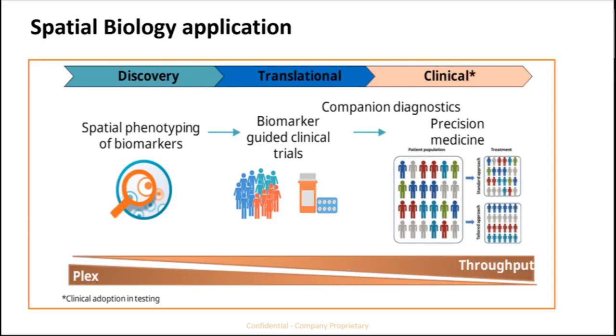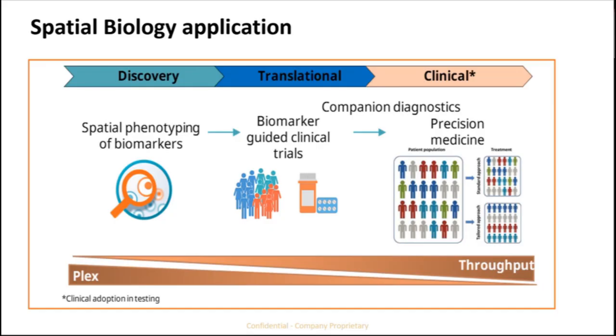And eventually, what we really hope to achieve is that we can take this to the clinic where precision medicines can be applied. Therefore, as we progress from the discovery stage to the clinical, you can see that the number of plex decreases while the throughput, which is the number of samples that you are running, actually increases so that it can be applied to more patients.